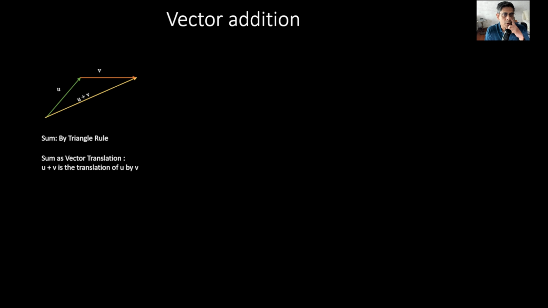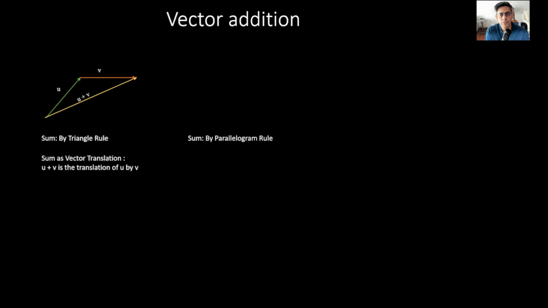This can also be thought of as a translation of U by the vector V, because it changes its direction and follows some magnitude of V. So the vector U got translated by V. It can be thought of as that kind of translation here.